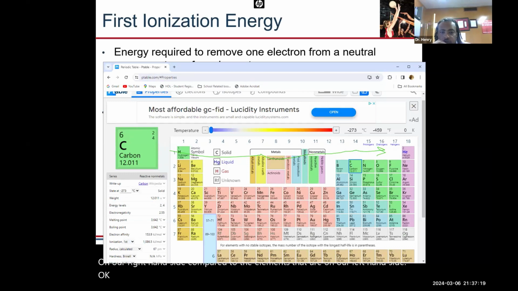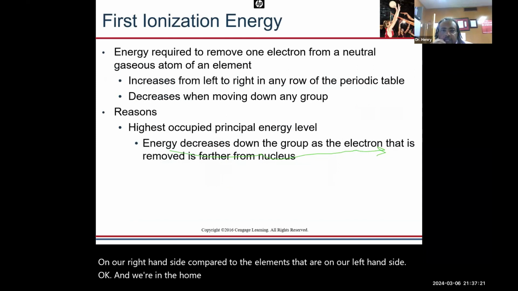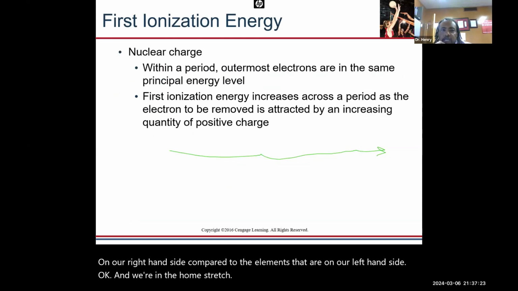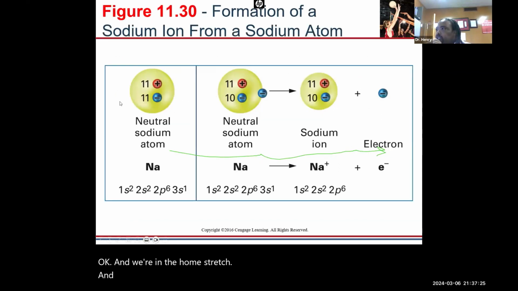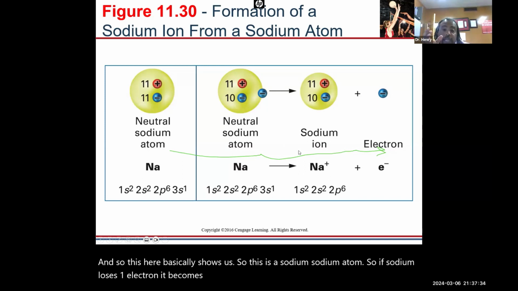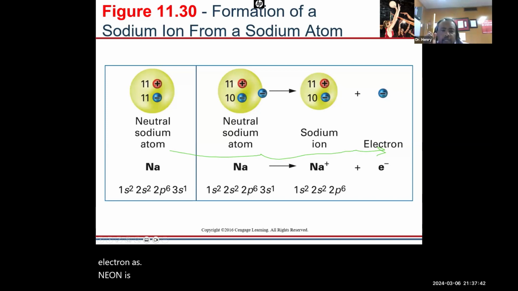And we're in the home stretch. And so this here basically shows us a sodium atom. If sodium loses one electron, it becomes positive. And it will also have the same electron configuration as neon. Is it neon or helium? Let's take a look. Hold on. Right now, like I said, my brain isn't working.